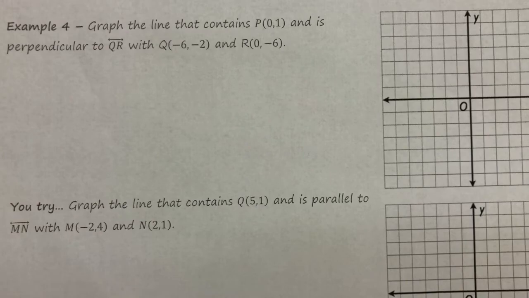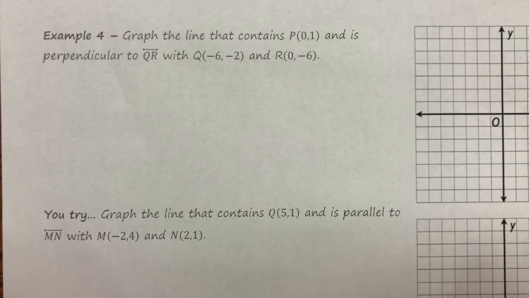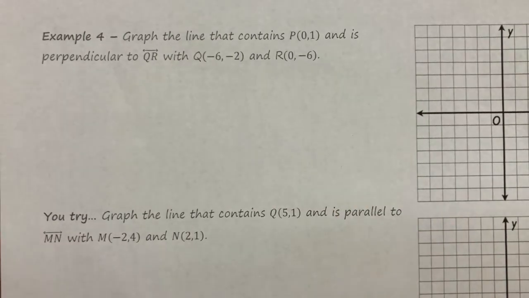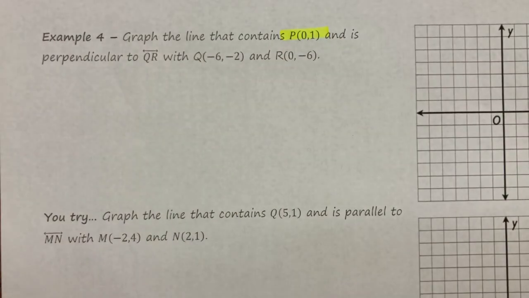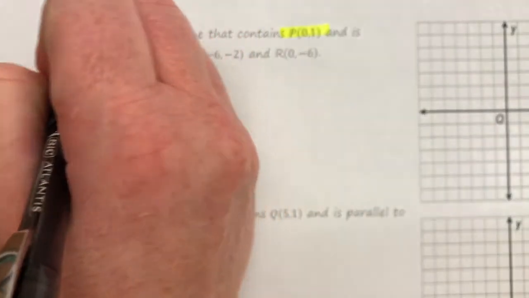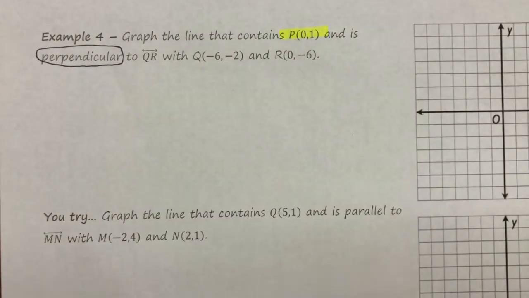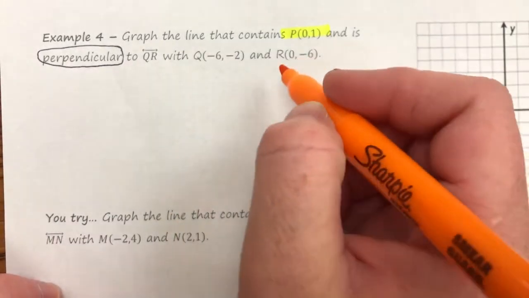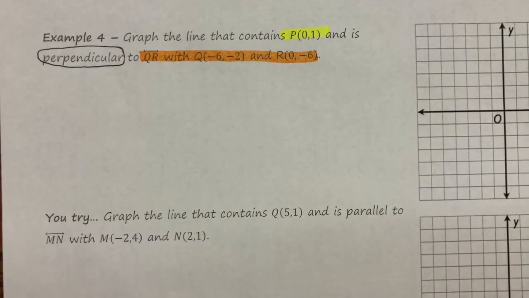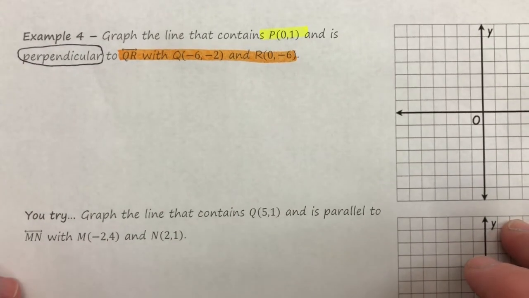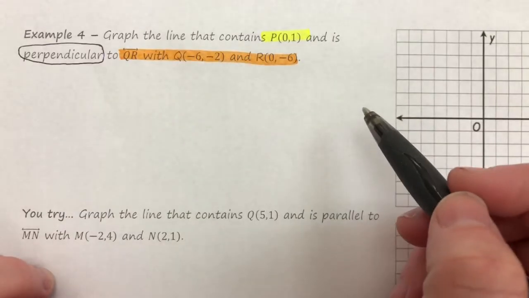All right, so here we're going to graph a line with the given information. For example 4, graph the line that contains point 0, 1. We're going to call it point P, and it's perpendicular to, that's important, perpendicular to line QR, and QR has point Q at -6, -2, and R at 0, -6. Okay, so those pieces of information are super important. A problem like this looks super complex, but it really isn't if you take what we just went over. It's just a couple steps.